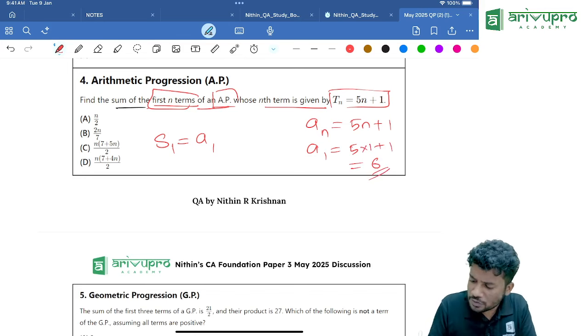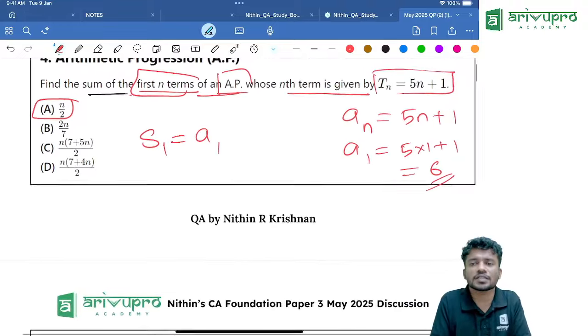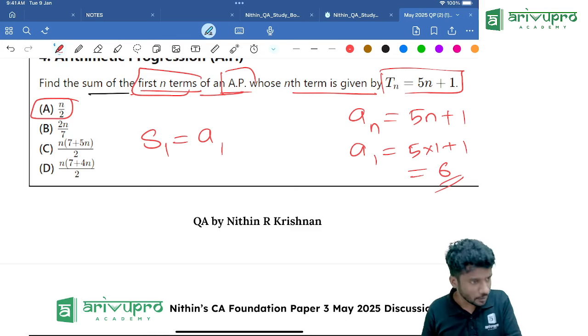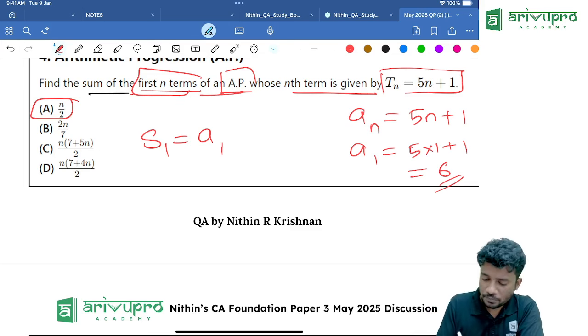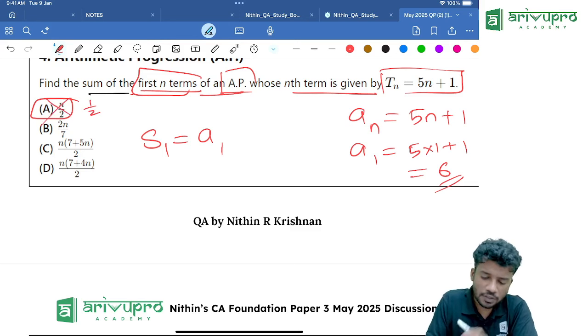Now, substitute n equal to 1 in the options for S1 and check. Whichever option is giving you 6, that's your answer. Try once, everyone, please. So, look here. Try option A. That is 1 by 2. That is not our answer. Second option, 2 into 1 by 7 is 2 by 7. That's not your answer.